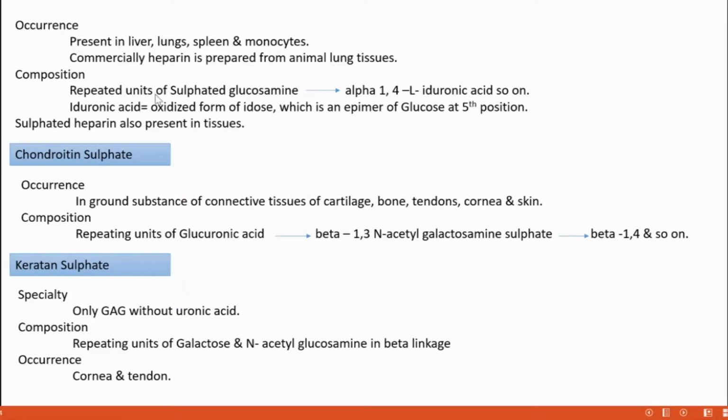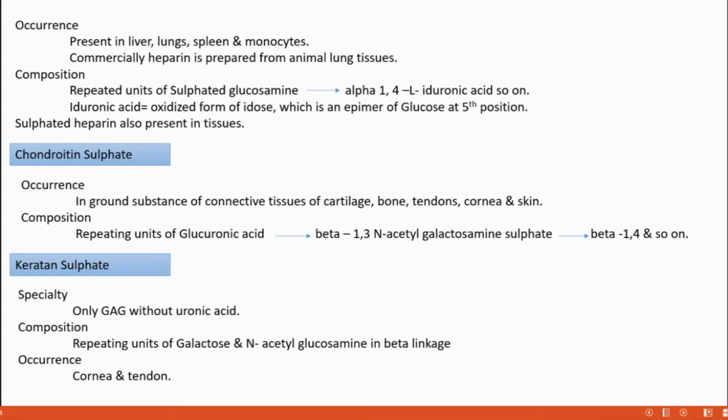Composition: it is also composed of repeated units of sulfated glucosamine and alpha-1,4-L-iduronic acid. What is iduronic acid? Iduronic acid is an oxidized form of idose. What is idose? Idose is an epimer. I already told you what an epimer is, recollect it: epimer with respect to the fifth carbon. Sulfated heparin is also present in tissues.